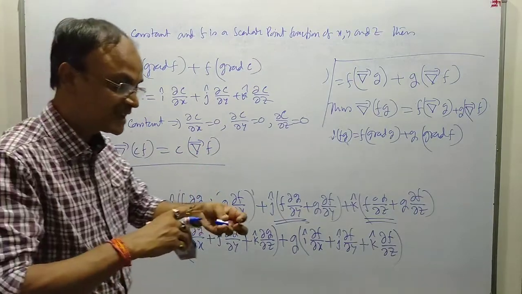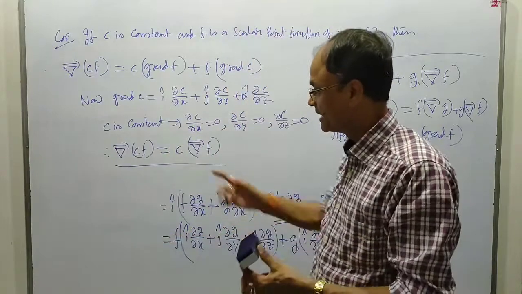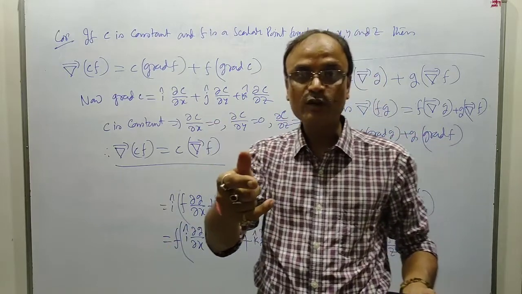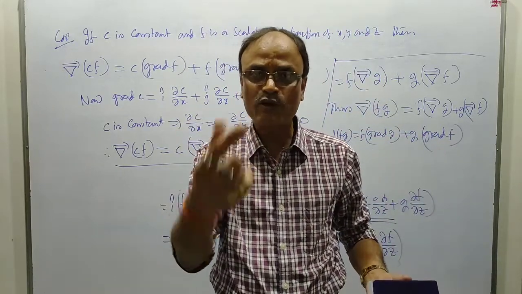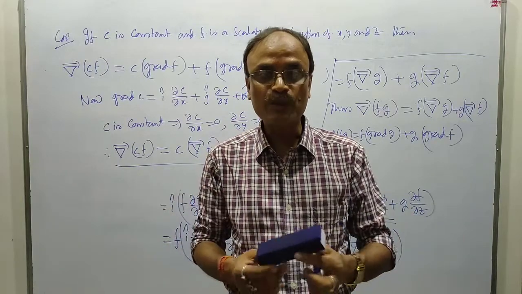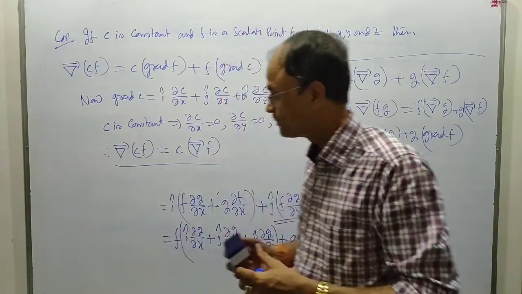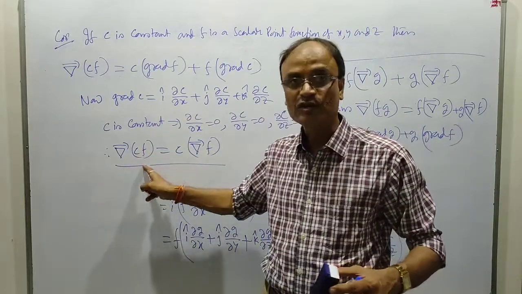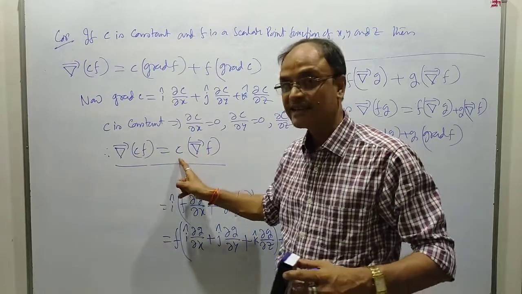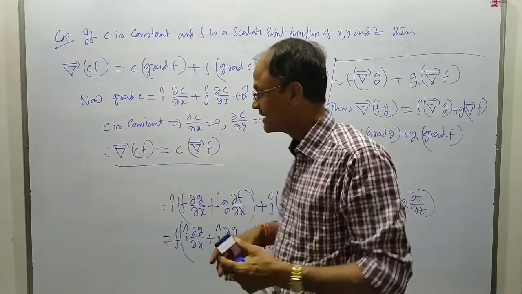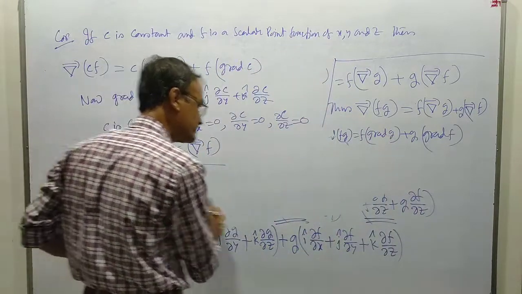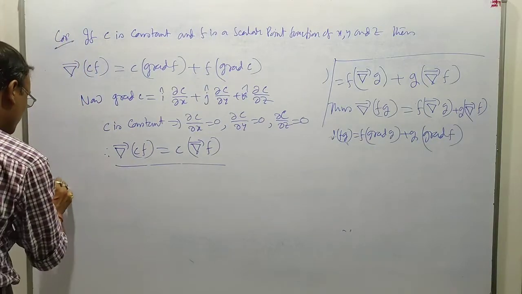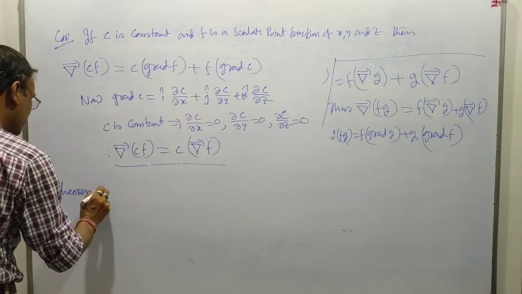This means the C can be taken outside the gradient. In case of differentiation, the differential coefficient of the product of a constant and a function is equal to the product of the constant and the differentiation of the function. Like this, the gradient of the product of a constant and a function is equal to the product of the constant and the gradient of the function. This is very easy. Theorem number 4. I am going to give you theorem number 4.